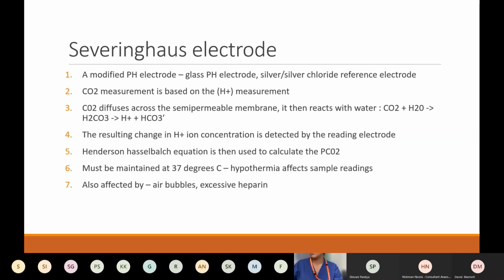Again, with this electrode, hypothermia affects the sample readings, so it must be maintained at 37 degrees C, and it's also affected by air bubbles or excessive heparin, which makes the sample very acidic, so it gives you a falsely low pH.